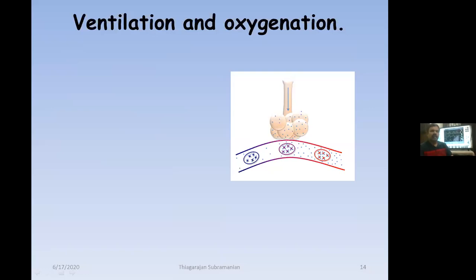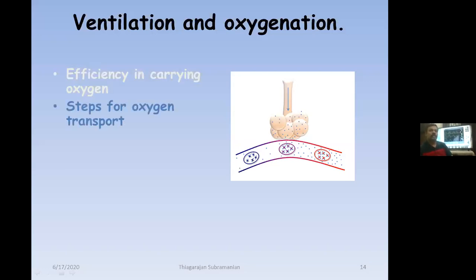Now, ventilation and oxygenation. You can find out how much oxygen delivery happens by means of the cardiac output and the hemoglobin level, using the formula of 1.39 times the oxygen saturation plus 0.003 times the partial pressure of oxygen. This is a small calculation. Accordingly, they find the oxygen carrying capacity, so how efficiently it is carrying the oxygen can be checked, which is very important.